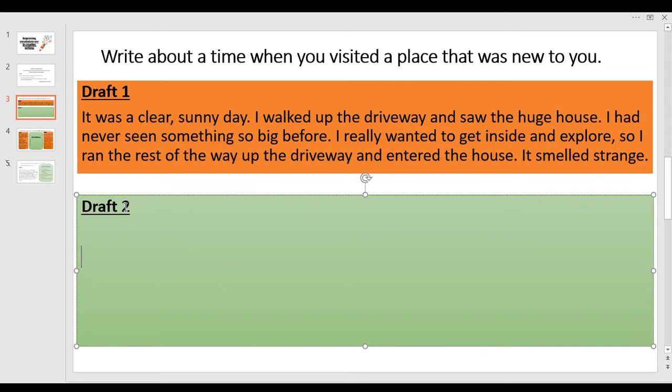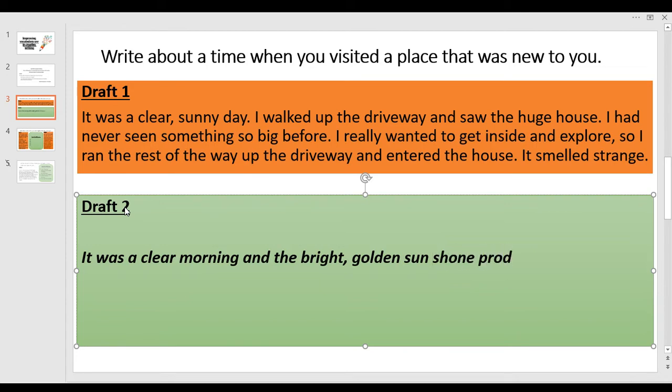Okay, so starting off with that first sentence, it was a clear and sunny day. Well, I want to enhance that a bit further. It's quite simple. We're going to start off with: it was a clear morning, and the bright golden sun shone proudly. Again, we've said pretty much the same thing. We've just enhanced that description.